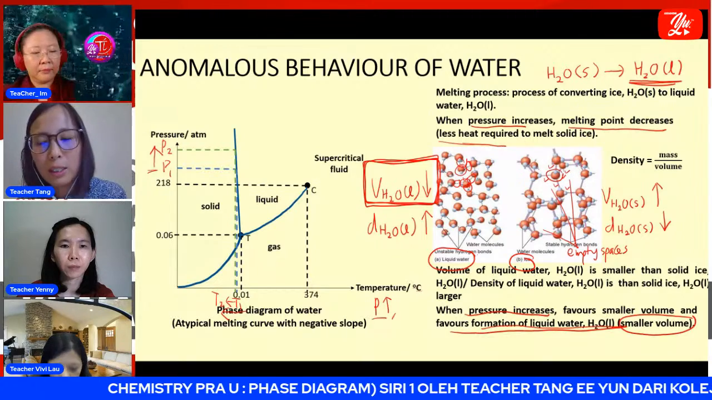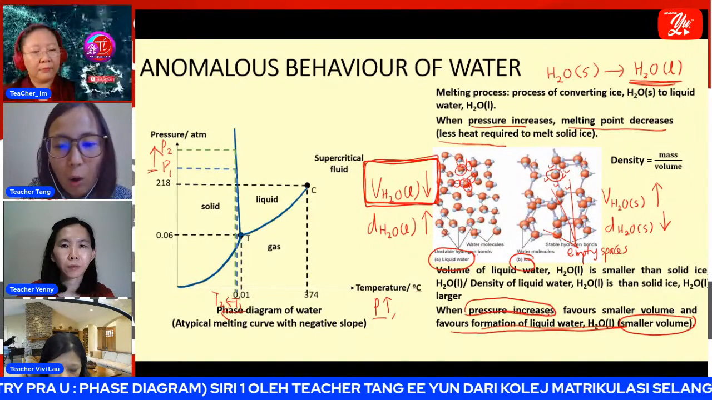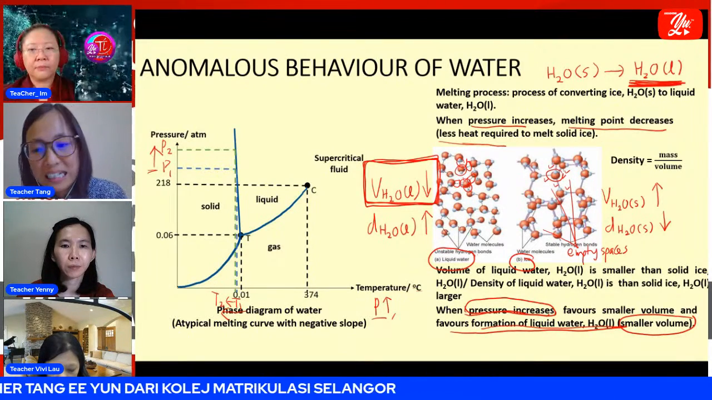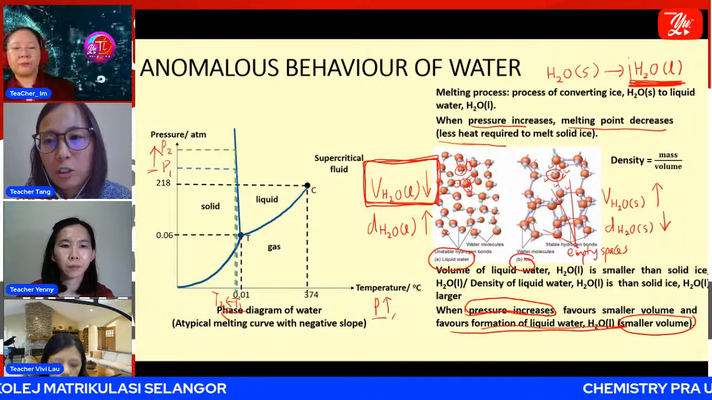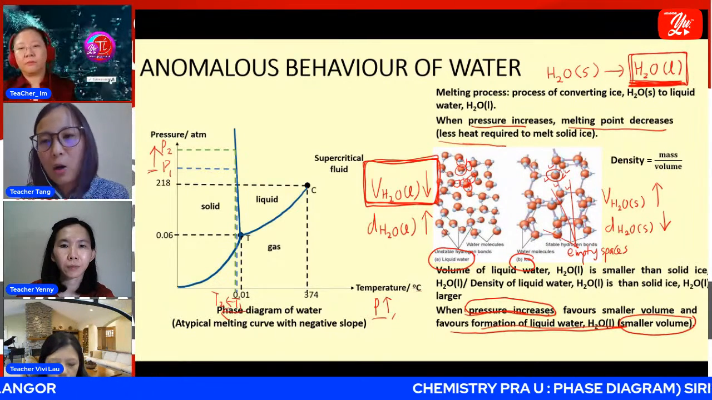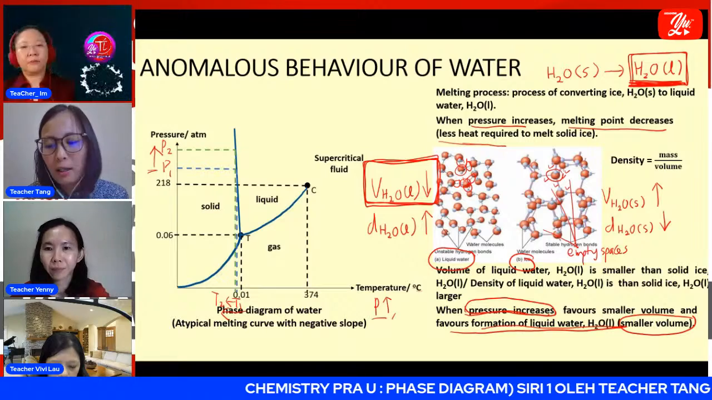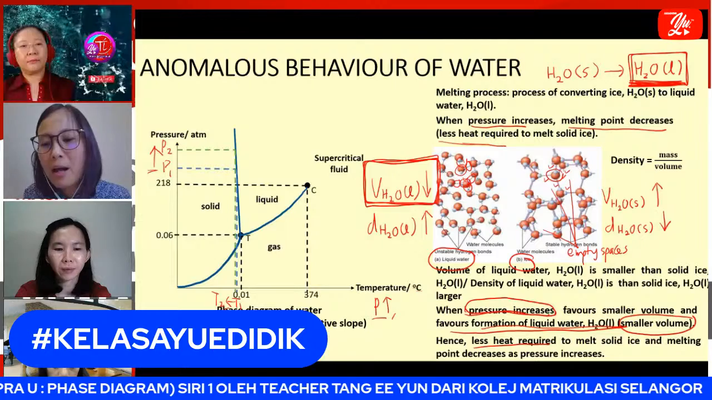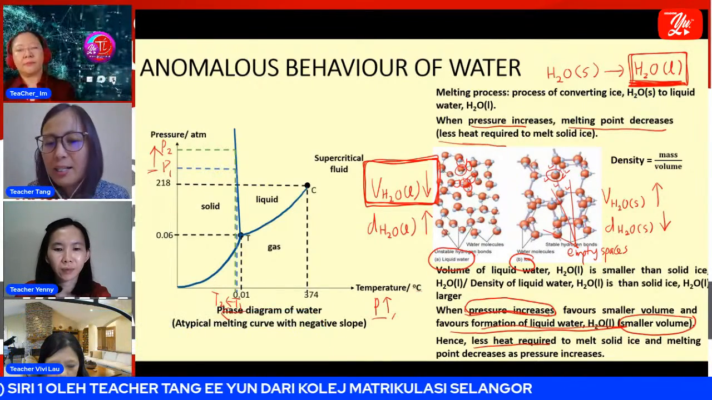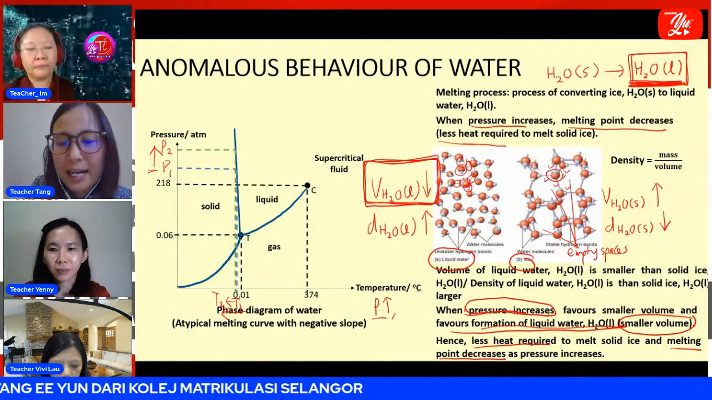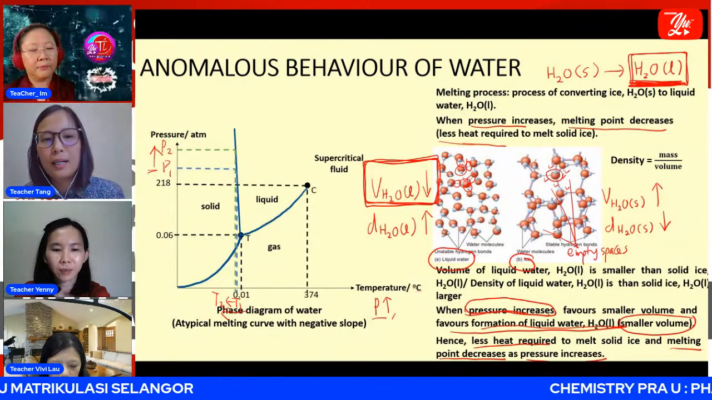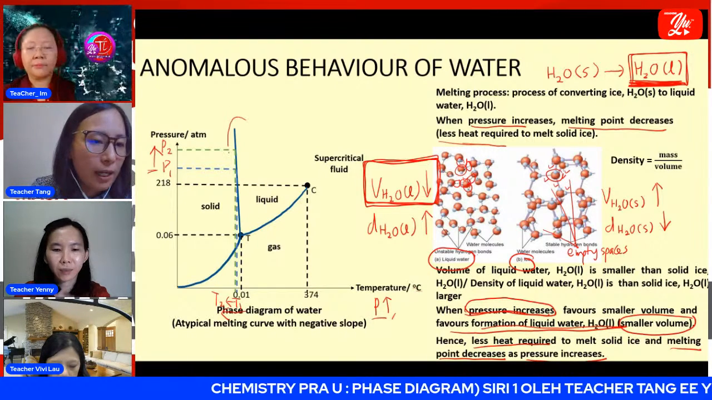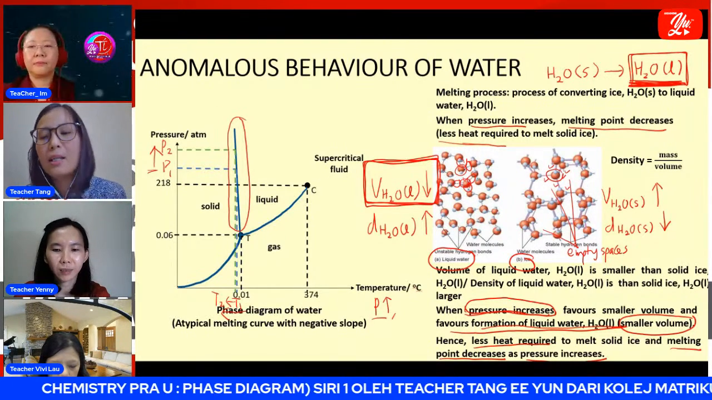In the melting process, we want to form liquid water. As the pressure increases, it also causes liquid water to be formed more easily. Both are going in the same direction. So because of that, less heat is required to melt the solid ice and this causes the melting point to decrease as the pressure increases. This causes water to have a negative slope for the melting curve.